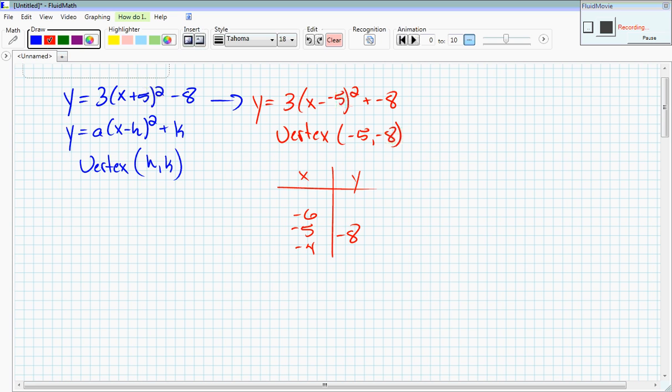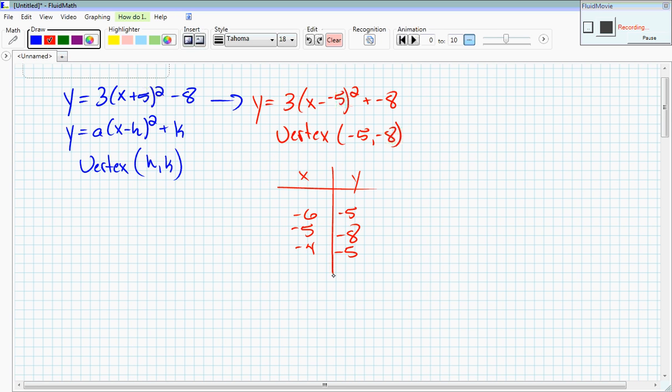Keep in mind, this is how you should go about graphing any function that you're unfamiliar with. In this case, we definitely have a place to start because we have the vertex. If we plug negative 4 in for x, negative 4 plus 5 is 1. 1 squared is 1. 1 times 3 is 3. 3 minus 8 is negative 5. For negative 6, negative 6 plus 5 is negative 1. Negative 1 squared is positive 1, times 3 is 3, and 3 minus 8 is negative 5.